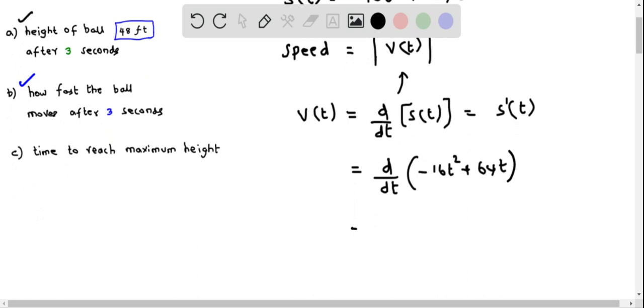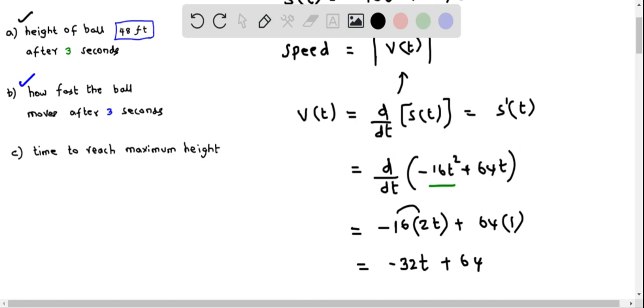So let's find the derivative. We have to find the derivative of each term. That is, first we'll find the derivative of negative 16t squared. Negative 16 is a constant, and the derivative of t squared using the power rule is 2t, plus I put the 64, and the derivative of t is 1. So this equals negative 16 times 2 is negative 32, and then we have t plus 64. So this represents the velocity function.